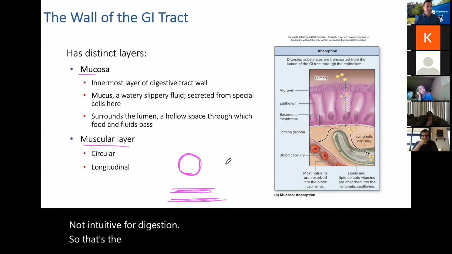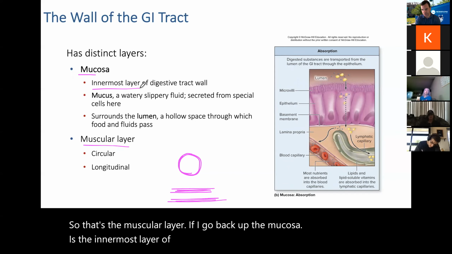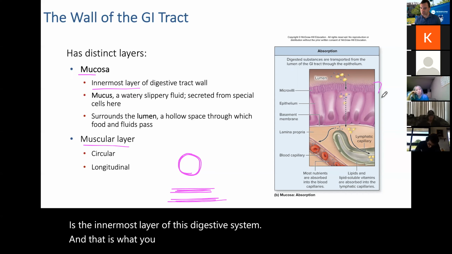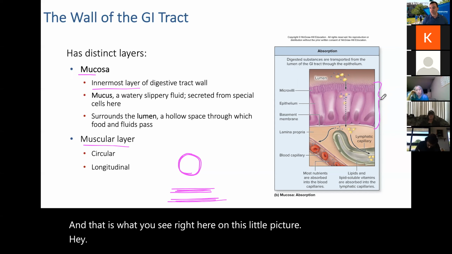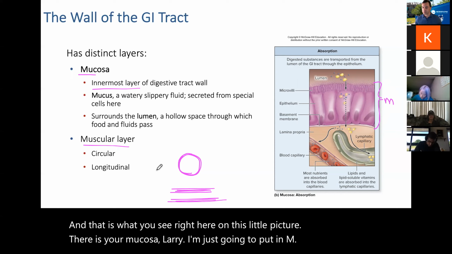If I go back up, the mucosa is the innermost layer of this digestive system. Okay. And that is what you see right here on this little picture. There's your mucosal layer right here. I'm just going to put an M. There's the mucosal layer right there.